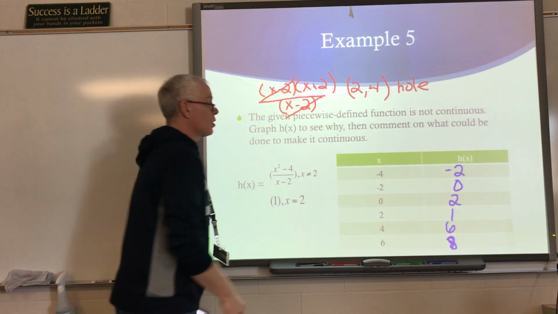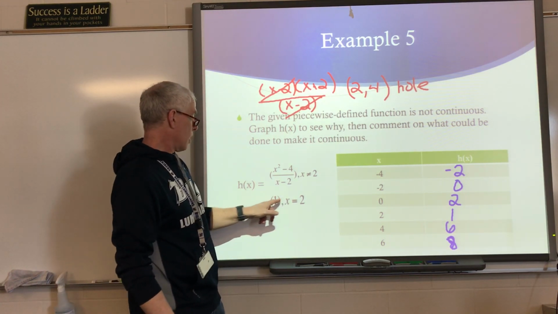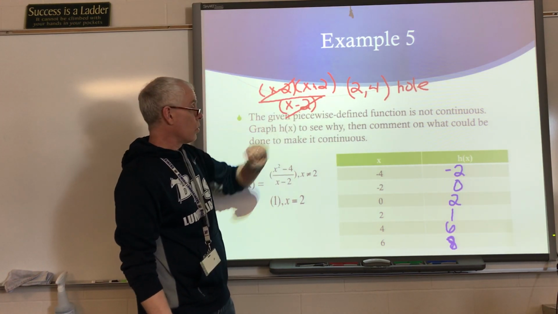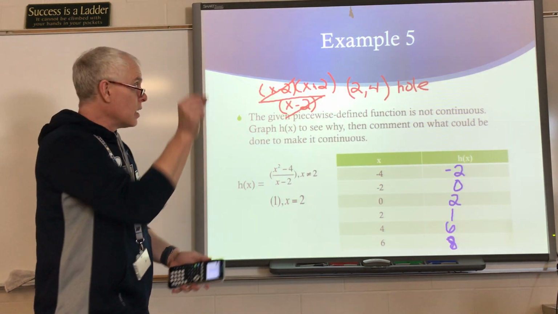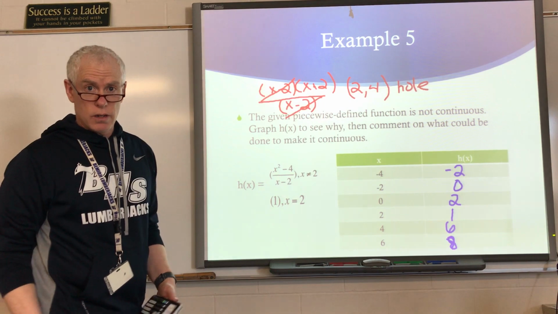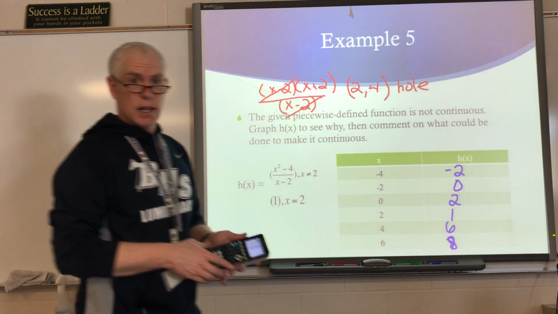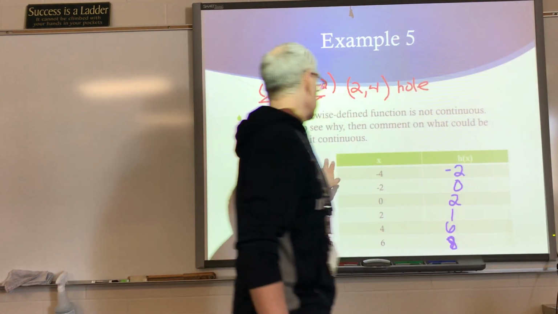But at 2, 4, there's a hole because 2 is evaluating to 1 down here. There's a hole up here, okay? So I would plot those other points, connect them like there was a line, but put a little hole at 2, 4, okay? Otherwise, you generated the rest of the points on your calculator, all right?